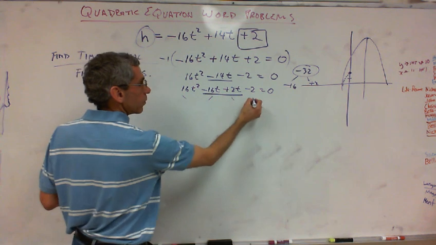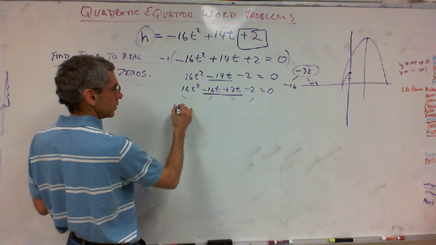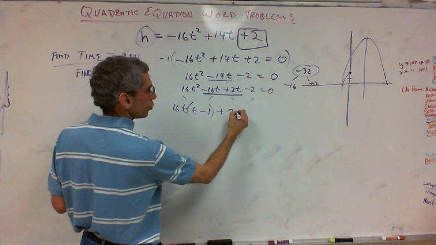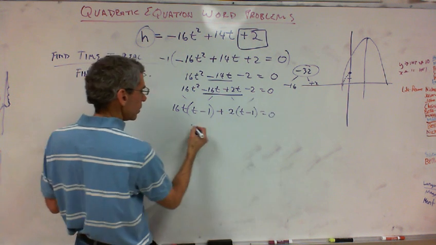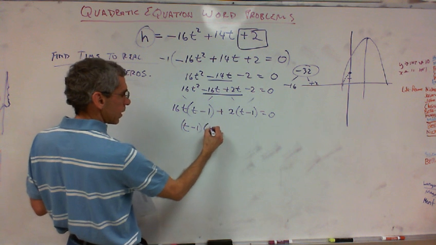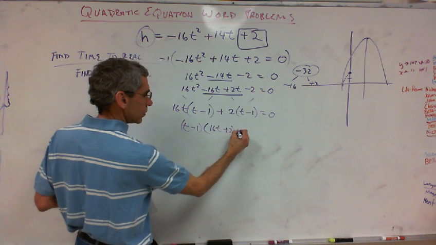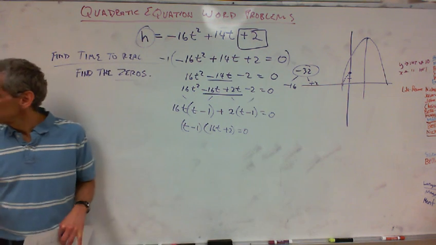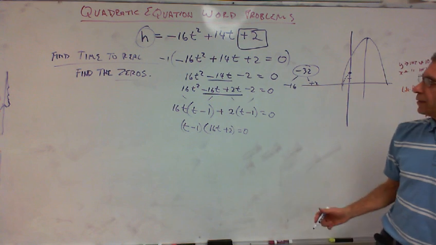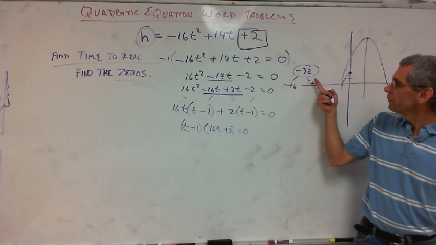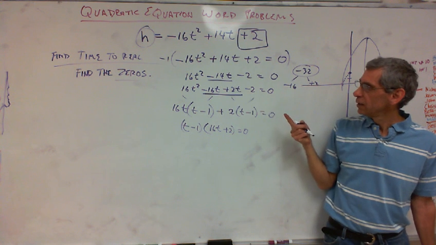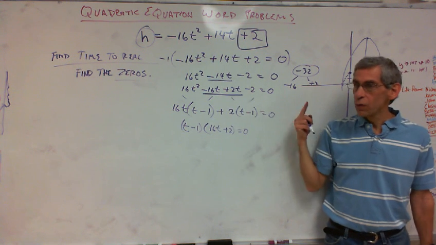So we'll do our factoring by grouping. 16t times t minus 1 plus 2 times t minus 1 equals 0. So I have t minus 1 times 16t plus 2 equals 0. You with me? So all I did is I found what equaled my factors that equaled negative 14. I rewrote it as a 4-term problem.